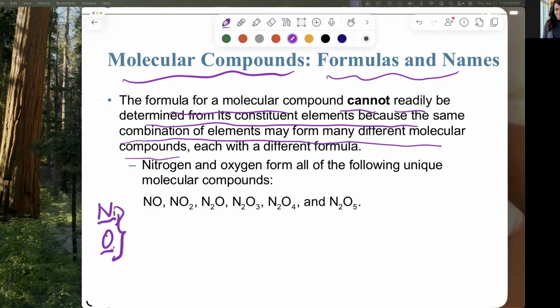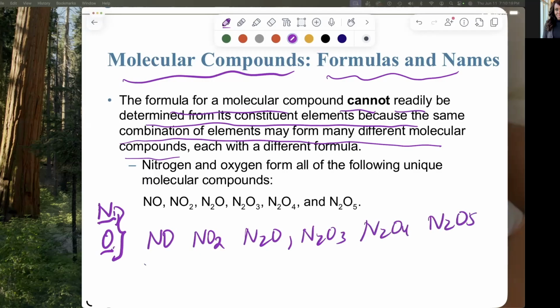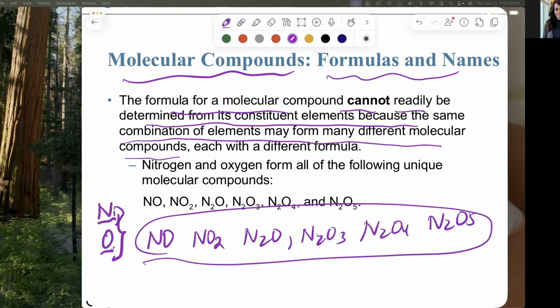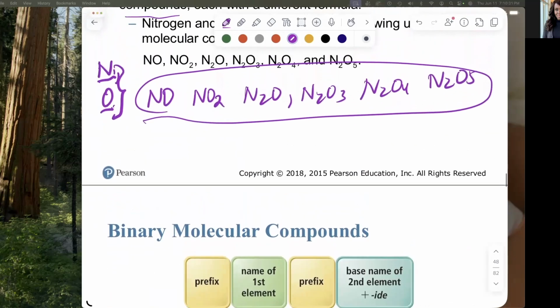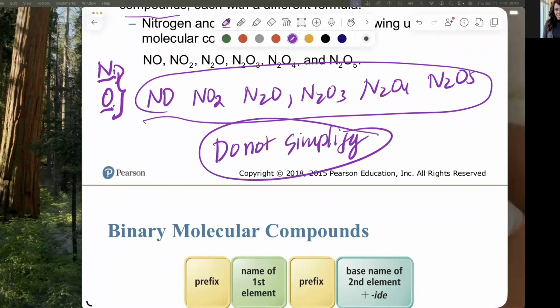So N and O can form NO, as in no, NO2, N2O, N2O3, N2O4, N2O5. These are all the combinations that can form between nitrogen and oxygen, right? So this is very unique. When we're naming these compounds, we have to follow a template. But besides that, do not simplify these ones. Molecular compounds are left as is. Do not divide N2O4 by 2 to get NO2. No way. This formula here is completely different from that formula there. Completely different.